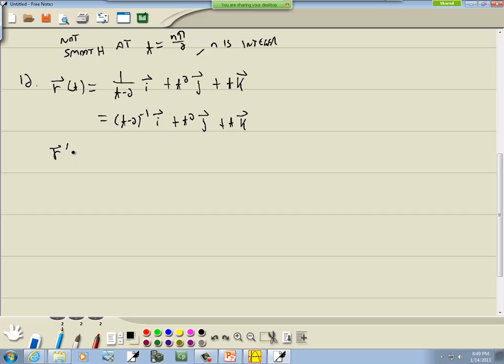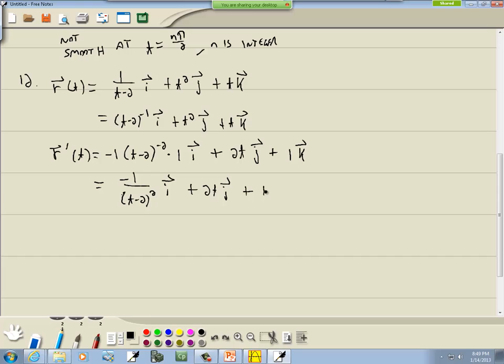So for our first derivative, we got parentheses to a power, take the power, put it out in front, so this becomes negative 1. What's inside the parentheses remains as is, lower your power by 1, so that's negative 2, times the derivative of what's inside. Well, the derivative of t minus 2 is just 1. i plus t squared becomes 2t j, and t becomes 1 k. So this gives us negative 1 over (t minus 2) squared. Take that back downstairs. i plus 2tj plus k.